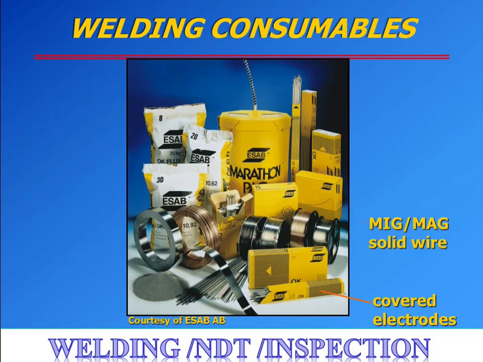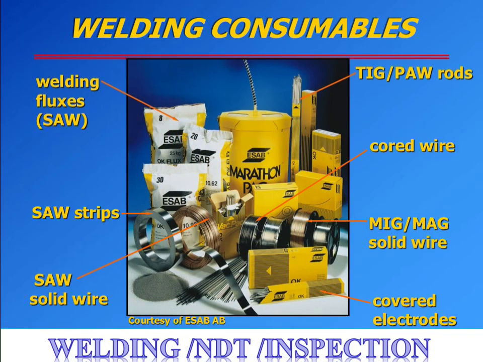Now you can see the welding consumables. You can understand each picture. This is the covered electrode. This is the submerged arc wire. You can see the MIG, MAG solid wire, how it looks like. This is the core wire, called FCAW wire. This is the TIG and PAW rods. This is welding flux, and this is the solid wire. So this is the full requirement for the welding consumables.